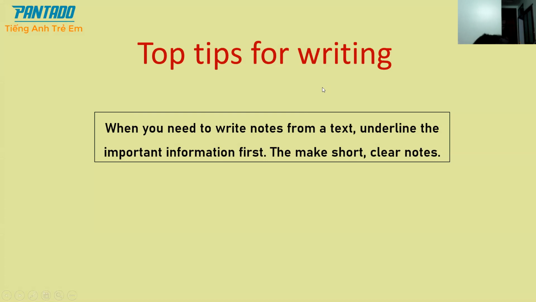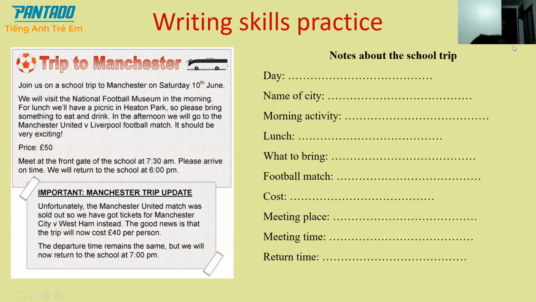Now, this is a top tip for writing. When you need to write notes from a text, underline the important information first, and then make short, clear notes. Okay, this is about the school trip. This is the trip to Manchester.